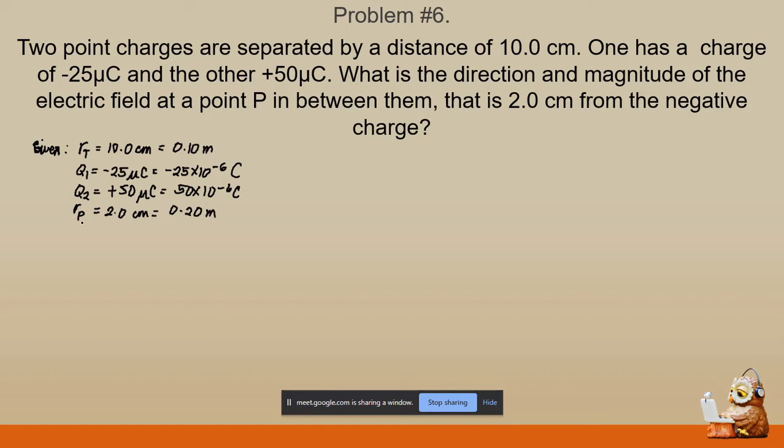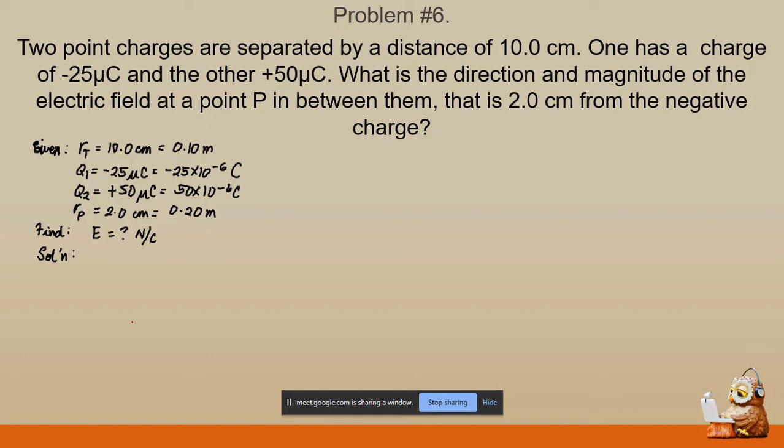Do we still have given values on your screen? None anymore. So let's proceed to citing the variable that the problem requires us to find, and that is the electric field, both the direction and the magnitude. Again, the electric field, both the magnitude and the direction, and it has a unit in Newton per coulomb. Okay, let's proceed to our solution process.